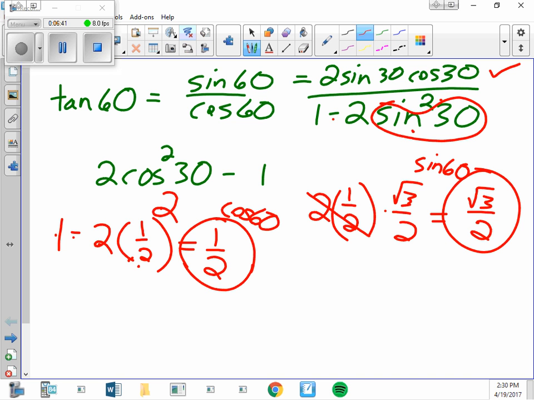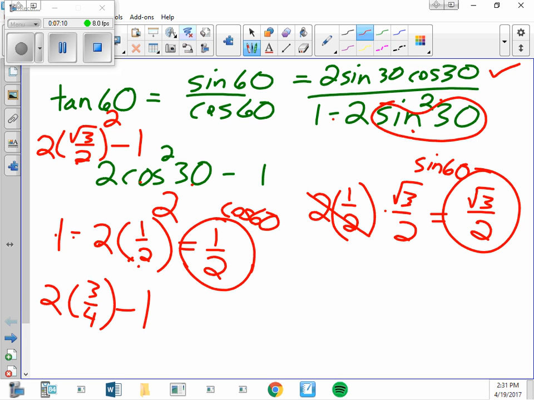Now, Corbin, let's say you picked a different formula, this one. What is the cosine of 30? Root 3 over 2. So this would be 2 times root 3 over 2 squared minus 1. What is root 3 over 2 times root 3 over 2? Root 9, which is 3 over 4. So this would be 2 times 3/4 minus 1. What is 2 times 3/4? 3/2. Right? And 3/2 minus 1 is 1/2. So you're going to get the same answer no matter which equation you use.